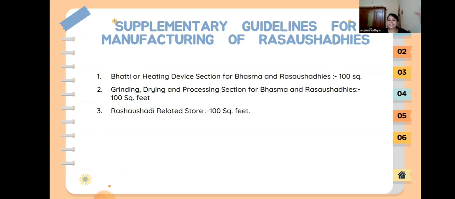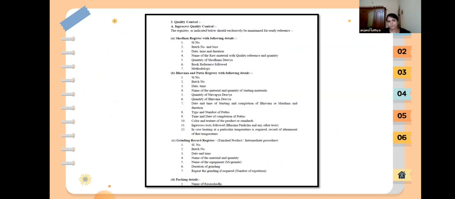There are also supplementary guidelines mentioned in part 2 for manufacturing of Rasaushadhis. In it, for Bhatti or heating devices, there has to be a separate space of 100 square feet, and for grinding, Bhavana, all the processes related to Rasaushadhi, 100 square feet has to be there. The Rasaushadhi related store also has to be 100 square feet. All these supplementary guidelines are mentioned in part 2.